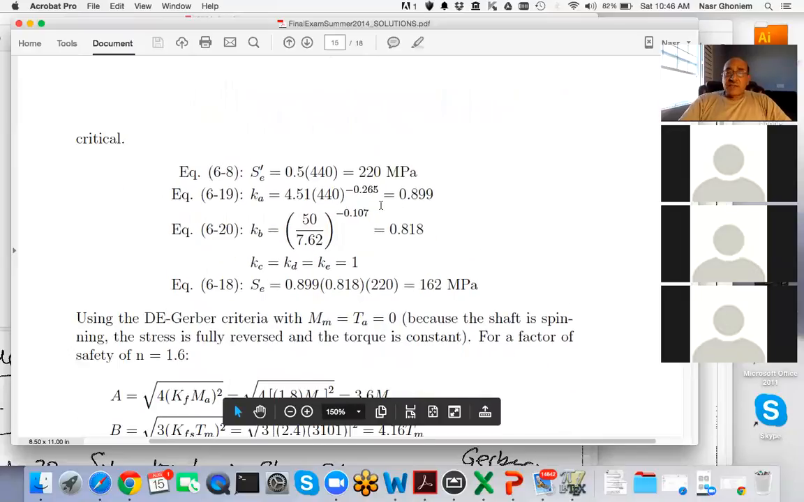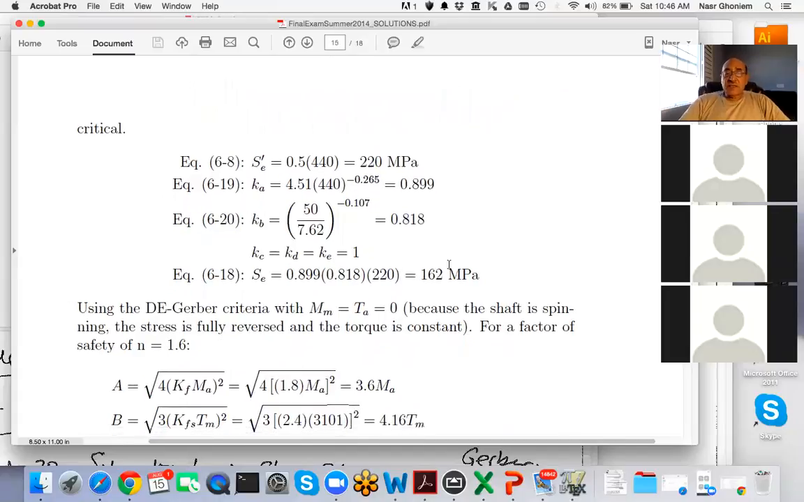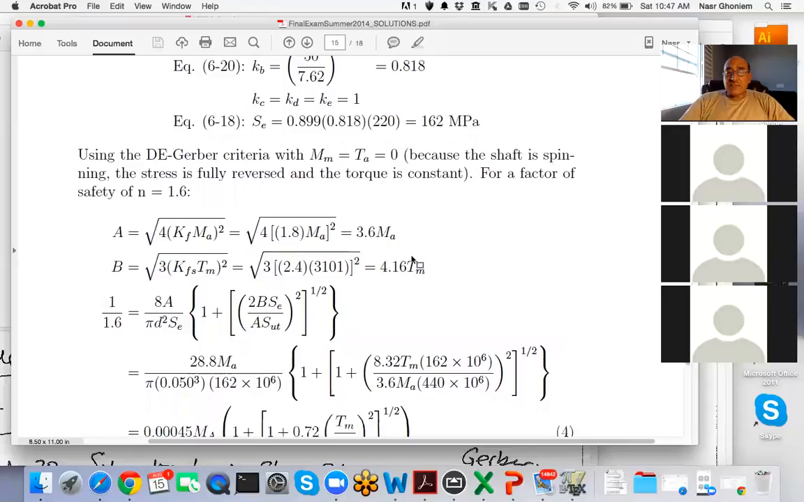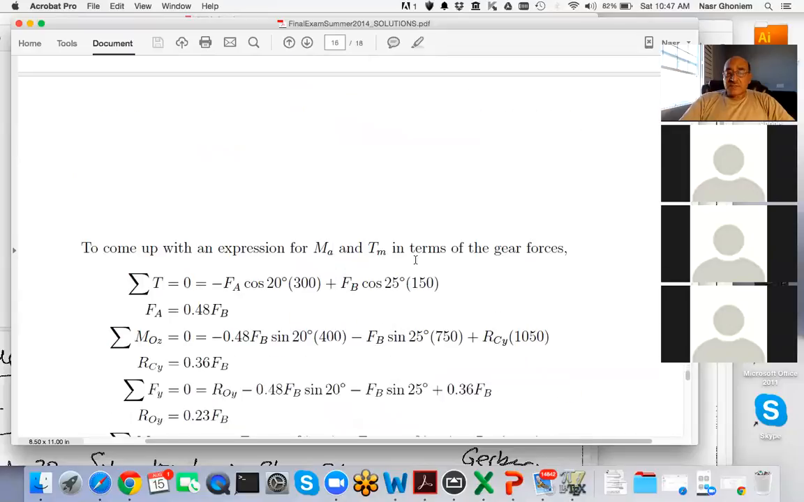And here now the story is similar. Se prime is computed, the fatigue factors, the A, B, C factors are computed. And now the new element is that we have a steady load caused by the torque and an alternating load caused by the moment. So M is going to be M sub a because alternating, and T is going to be the torque that is steady. And I combine them using the von Mises criterion that we use to find the effective stress. So in here, that's kind of the end.